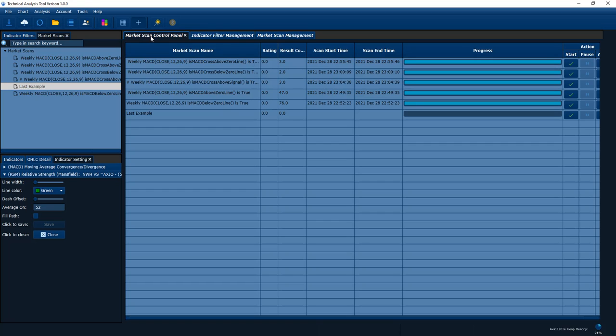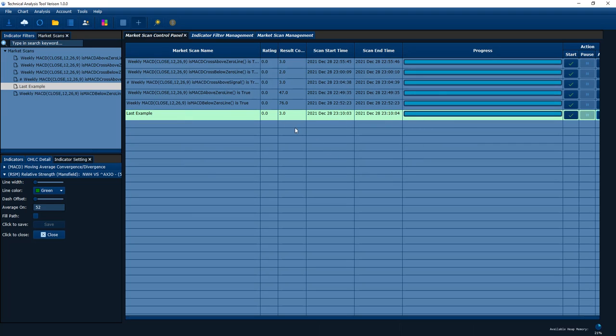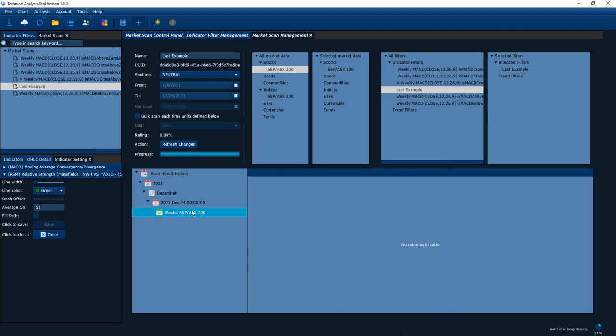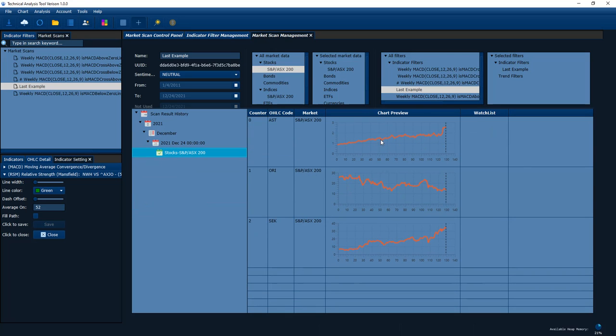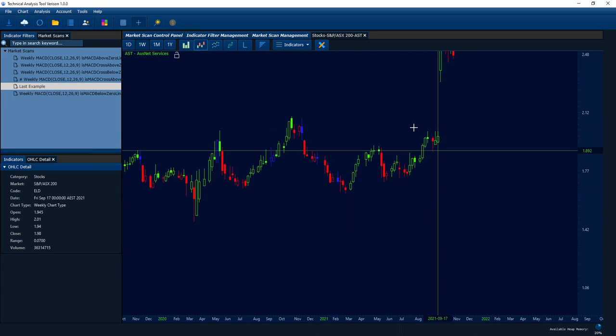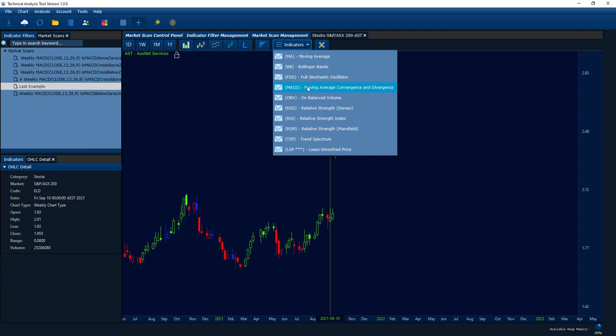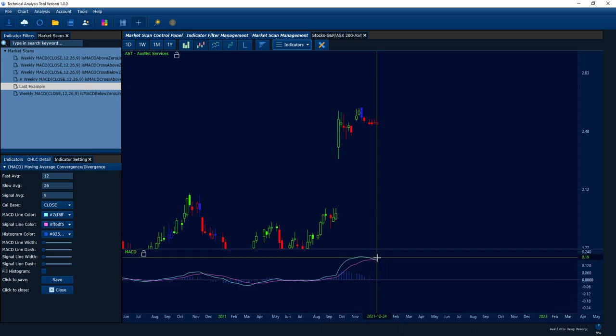Now let's go into the market scan control panel and run the last one. Hopefully we have some results here. That's good. We have 3 candidates as well. Okay, let's see what we got here. AST. Let's take a look at that. So it's jumped up. We open the MACD. As you can see, the MACD and the signal, both of them are above the zero line, which fulfills the first condition, right?